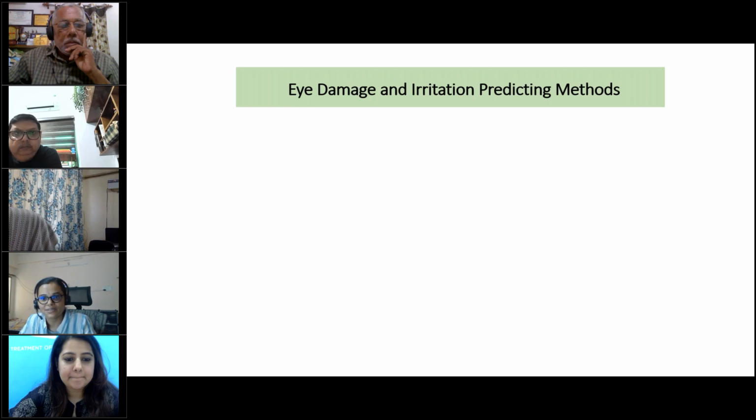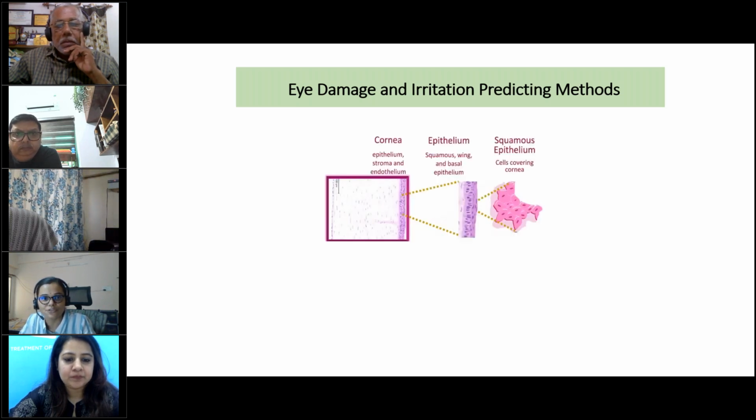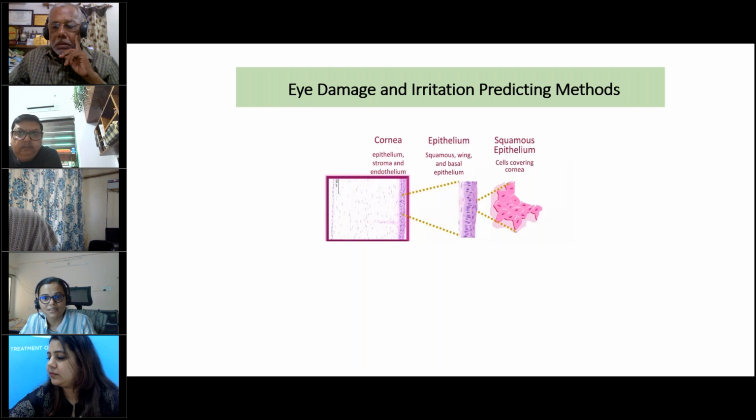And these are listed out in this slide based on their ability to detect the severity of damage to the cornea. You can see the picture where the corneal epithelium, stroma and endothelium are placed, and the epithelium is on the superficial layer. The squamous epithelium is the outer layer of the cornea. So assays are designed based on the severity where they cause the damage to the parts of the cornea.